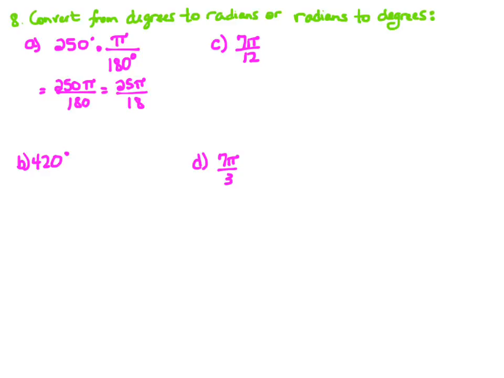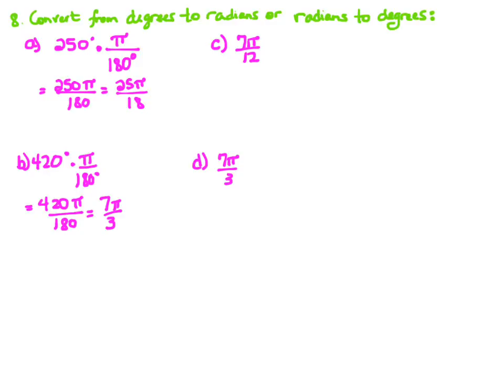Next up, part B, 420. Same thing, we're in degrees, so we're going to multiply times pi over 180, and I end up with 420 pi over 180, and this reduces to 7 pi over 3.